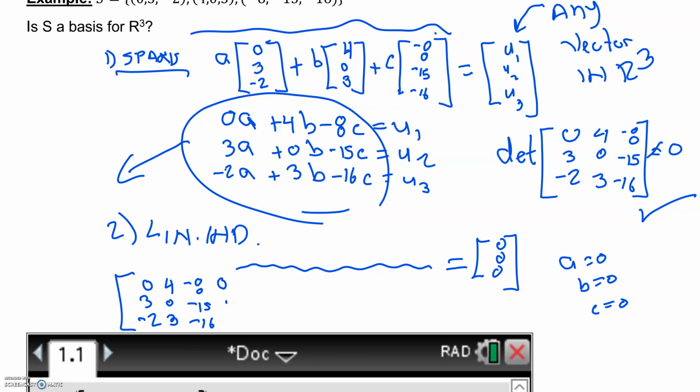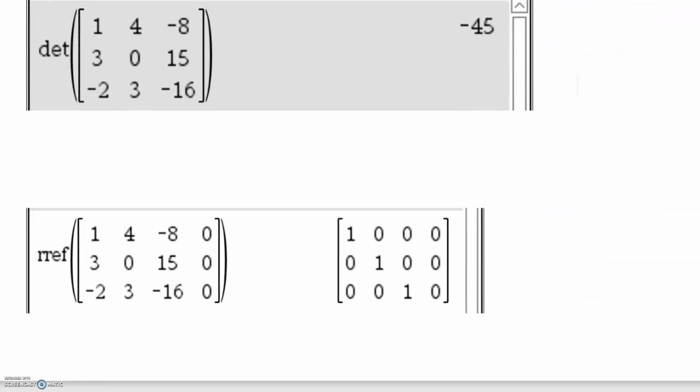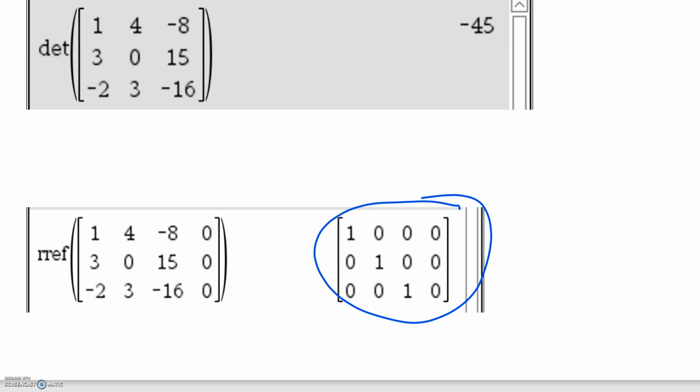And we know that we want to have zeros. I have my calculator solve this out, and it winds up with, calculator did it, this is the solution. That means A is equal to 0, B is equal to 0, and C is equal to 0. So yes, we are linearly independent, so we are a basis.